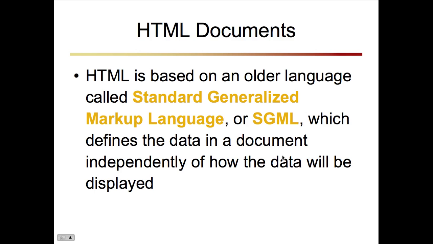So it defines data in a document independently of how the data will be displayed. Well, nowadays we usually talk about XML doing that, because XML also came out of SGML. Originally, SGML did everything. All we did was take that and say XML, HTML.